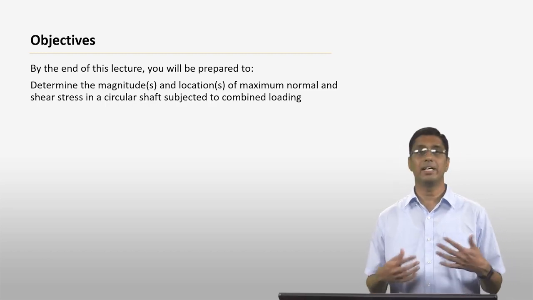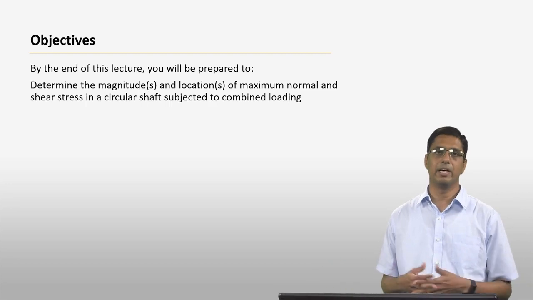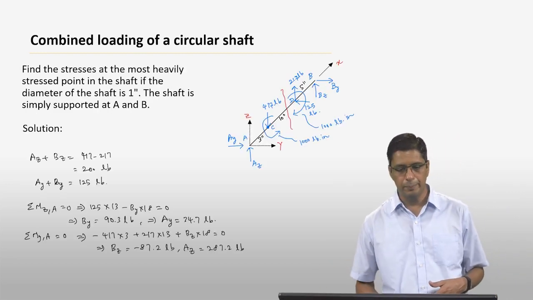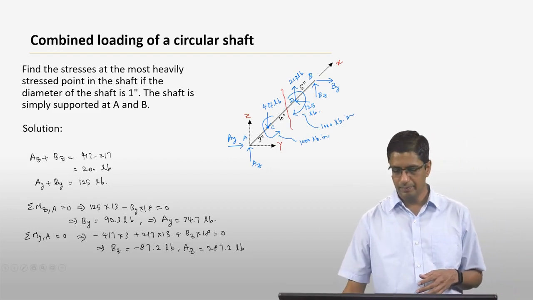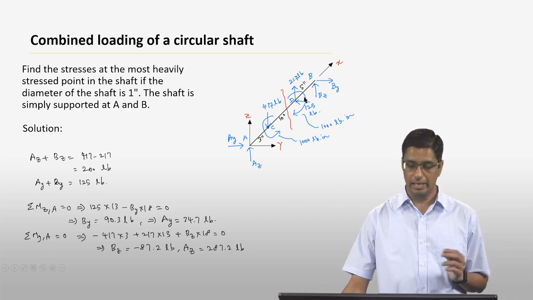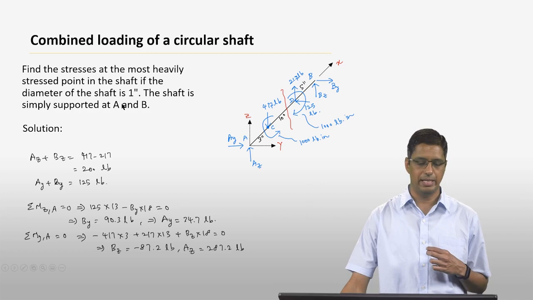Okay, so we will try to go through this example a little bit faster, because last time we went through step by step. So this time we'll go a little bit faster. Again, this is the shaft that you're looking at here. We have a shaft that goes from A to B. It is a circular shaft and it has a diameter of 1 inch. And it's also given that the shaft is supported at point A here and point B here.